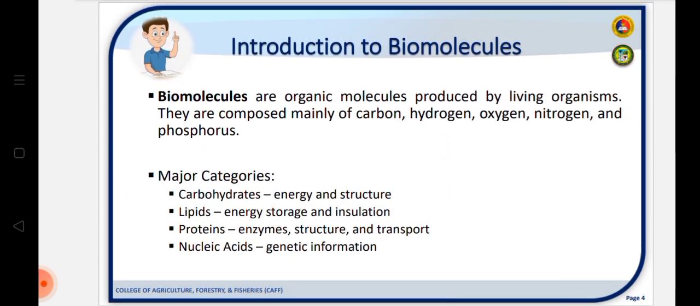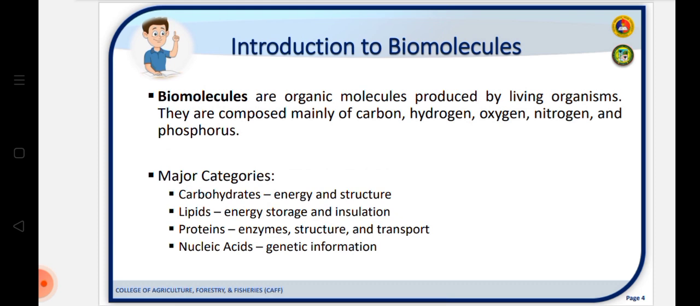So let's begin our exploration of biomolecules by asking a simple question. What are biomolecules and why do they matter? Biomolecules are organic compounds produced by living organisms. They are built primarily from five key elements: carbon, hydrogen, oxygen, nitrogen, and phosphorus. These elements form the molecular backbone of life, shaping everything from cellular structure to metabolic function.